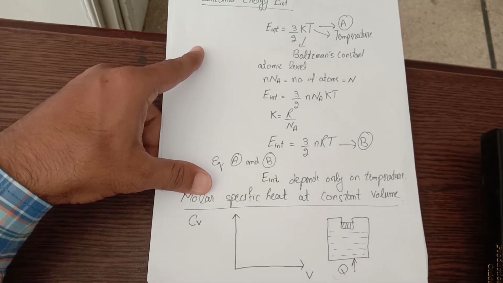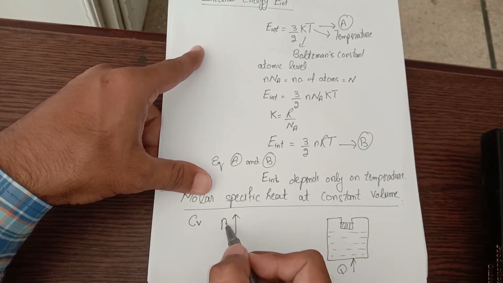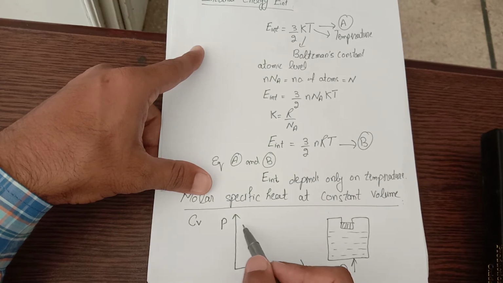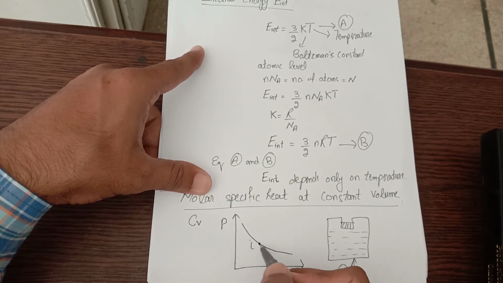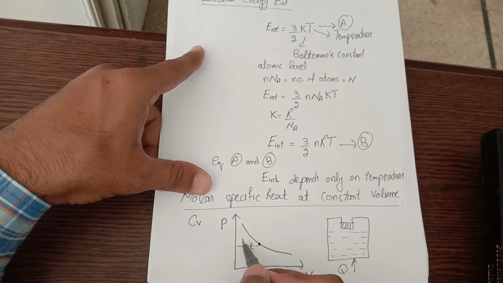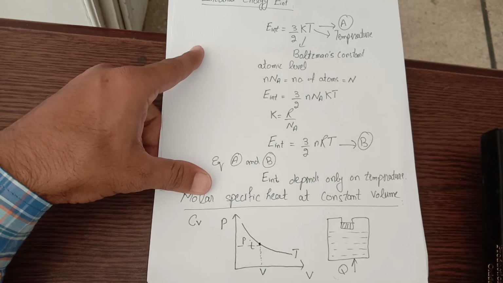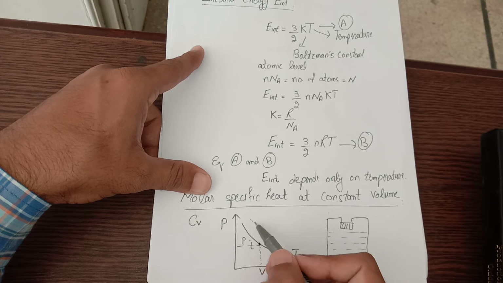I am taking the volume along the x-axis and pressure along the y-axis, and suppose my monoatomic gas's initial state is at this point. The pressure at this point is P, the volume is V, and the temperature at this point is T. Now if I add heat to the system, its temperature will increase.